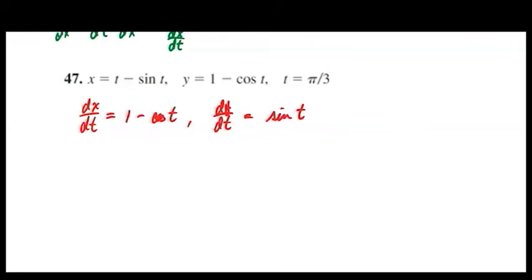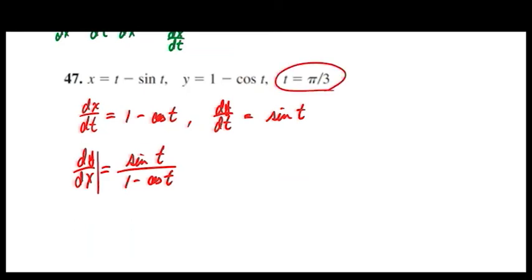Okay, then we find dy over dx, which is this thingy over this thingy, right? So we have sine t over 1 minus cosine t. Good. And while we are at it, we evaluate it at pi over 3. So put pi over 3 here. No, t is equal to pi over 3. Good. And sine pi over 3 is root 3 over 2. And cosine pi over 3 is 1/2. And that gives you root 3. So far with me?